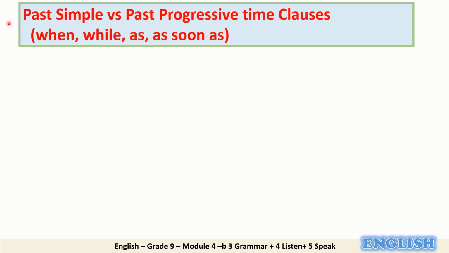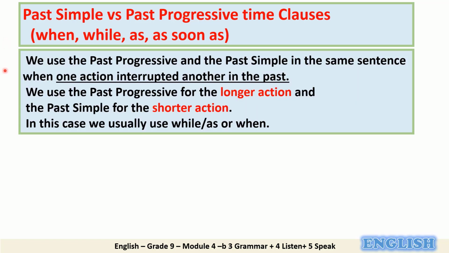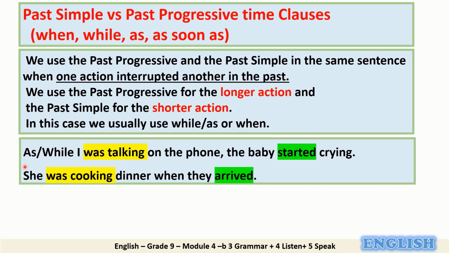Past simple versus past progressive. Time clauses: when, while, as soon as. We use the past progressive and the past simple in the same sentence when one action interrupted another in the past. The longer action, we use past progressive. The shorter action, we use past simple. And in this case, we usually use while, as, or when. For example, here, as or while I was talking on the phone, the baby started crying.